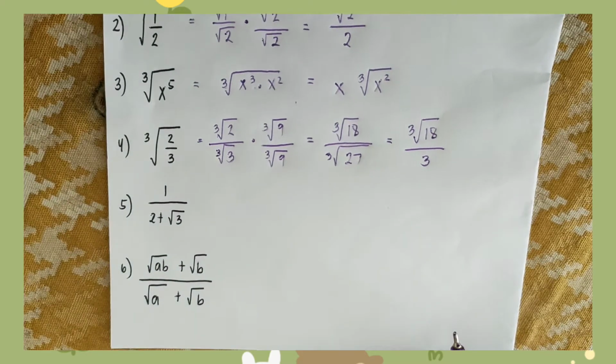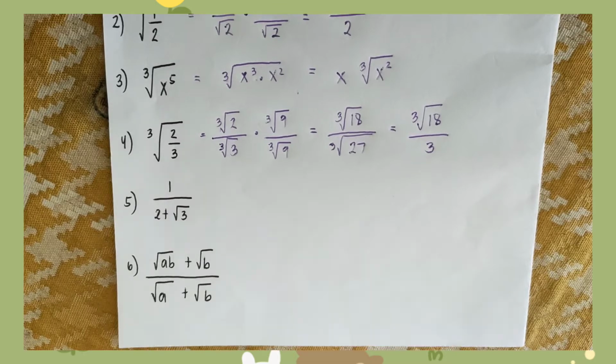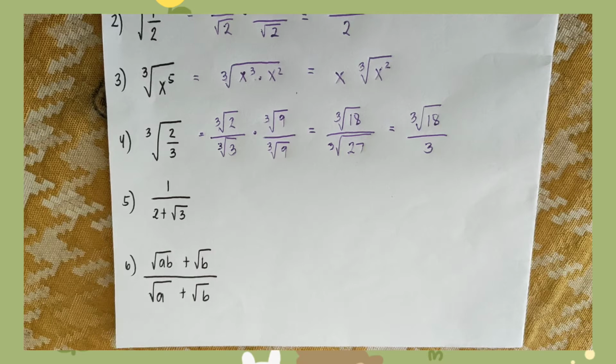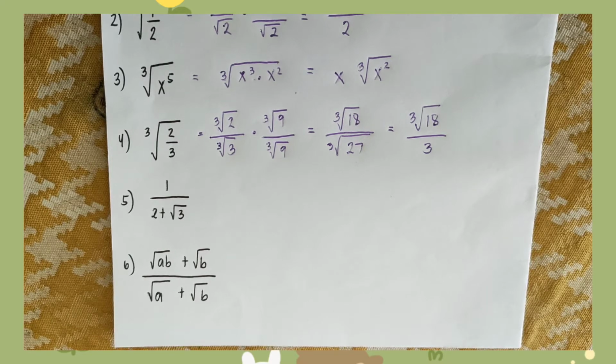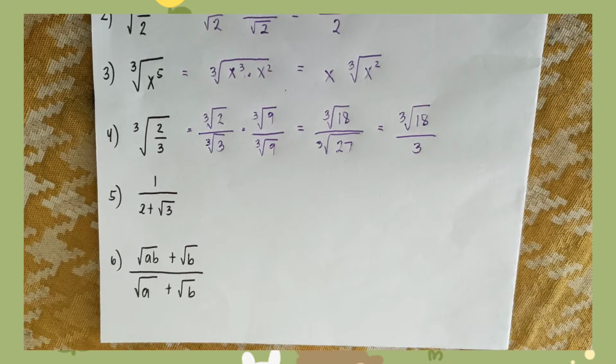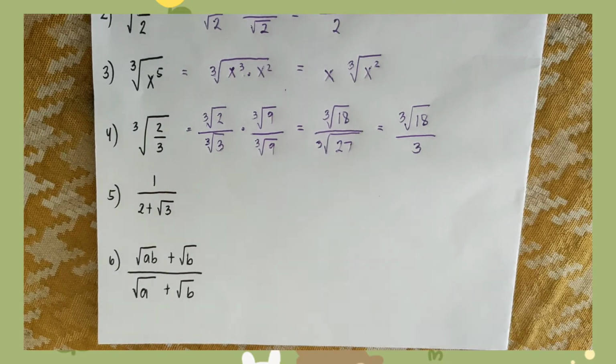Next, number 5. 1 all over 2 plus square root of 3. Again, characteristic number 4, there should be no radical in the denominator. So we need to conjugate. In conjugation, we need to find the conjugate. Copy the binomial and then change the number sign.